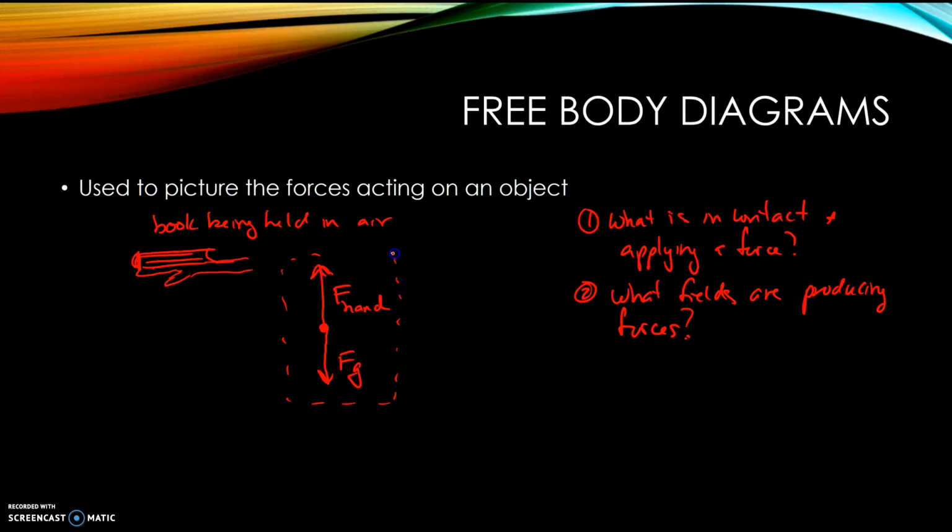So the free body diagram indicates the object with a little dot, and then I'll draw all the force vectors on it in the direction of the forces. And to the best of your ability, you want the length of the arrow to represent how big the force is. So the book is being held in the air. The force of the hand and the force of gravity should be the same in this case, and so I'm going to draw them the same length.